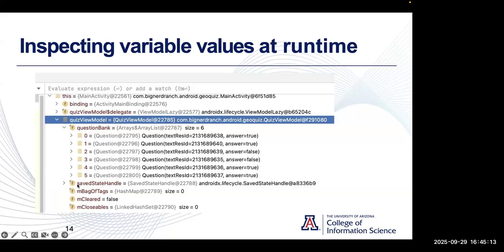For example, in here, the save state handle was calling this item right here. And then the question bank was a list, an array. The size was 6. So all this information you're able to see in the debugger.